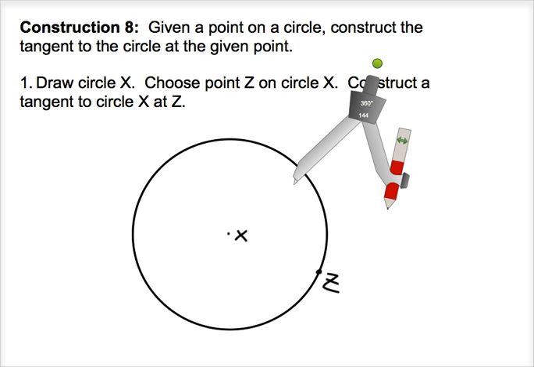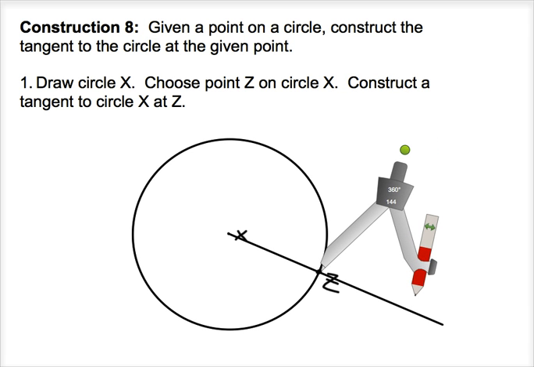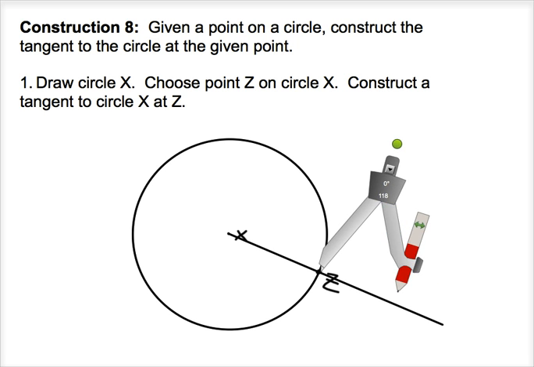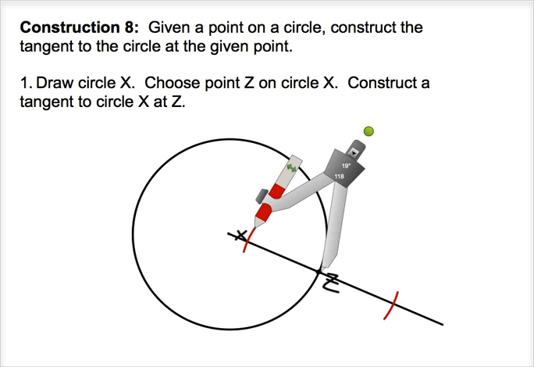First thing I'm going to do is draw a segment that connects the center of the circle through point Z and continues on. Now all I need to do is construct the perpendicular through point Z. So if I put the point of my compass at point Z, I'm just going to make a mark both to the left and right that will hit the segment. So I just want to make sure that there's a mark to the right, here's a mark to the left.